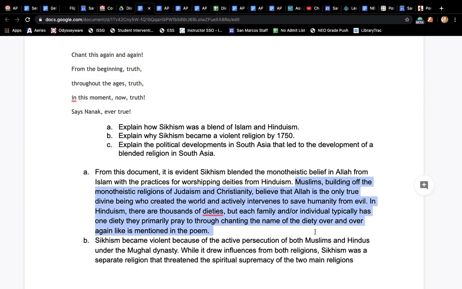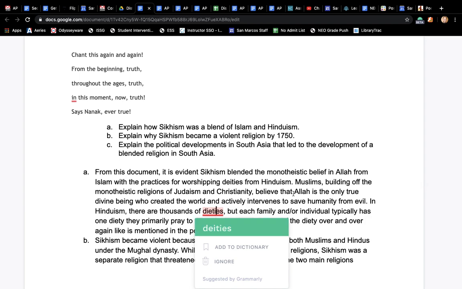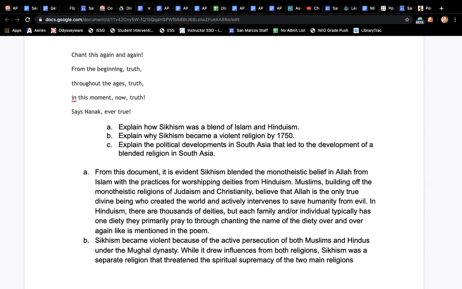And you can see that I do so here, again misspelling deities, but we're working with what we got. Muslims, building off the monotheistic religions of Judaism and Christianity, believe that Allah is the one true divine being who created the world and actively intervenes to save humanity from evil. There you go. That is a sentence that explains this idea of monotheism from Islam. Then in Hinduism, there are thousands of deities, but each family or individual typically has one deity they primarily pray through chanting the name of the deity over and over again, like is mentioned in the poem.